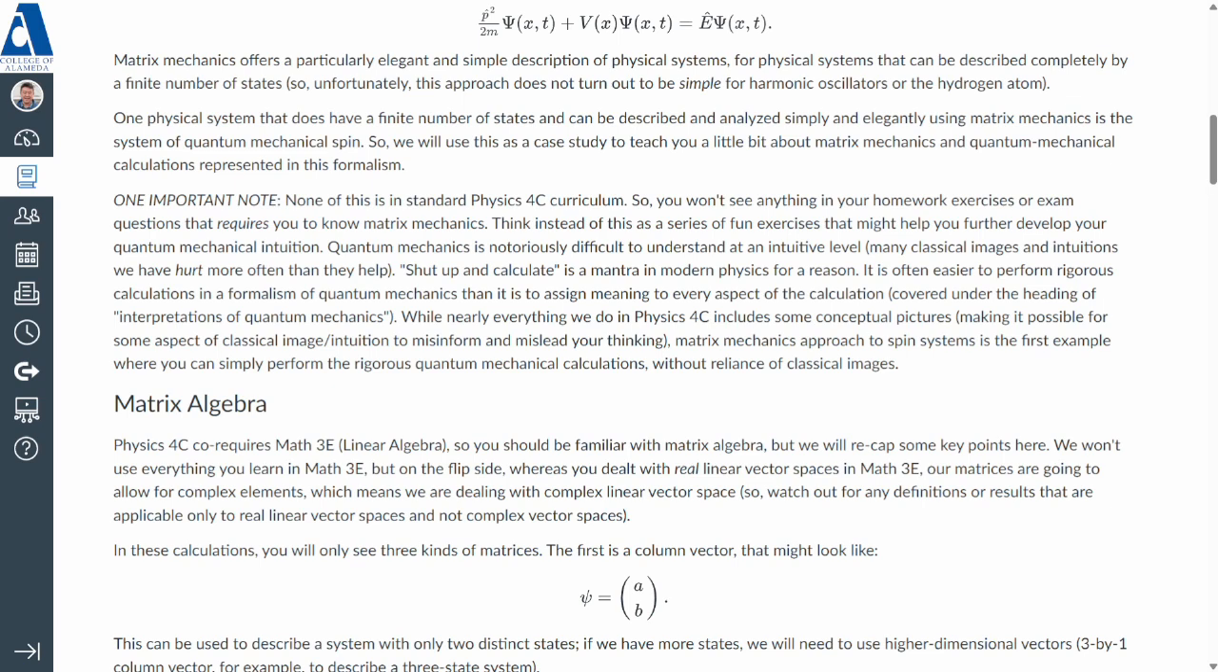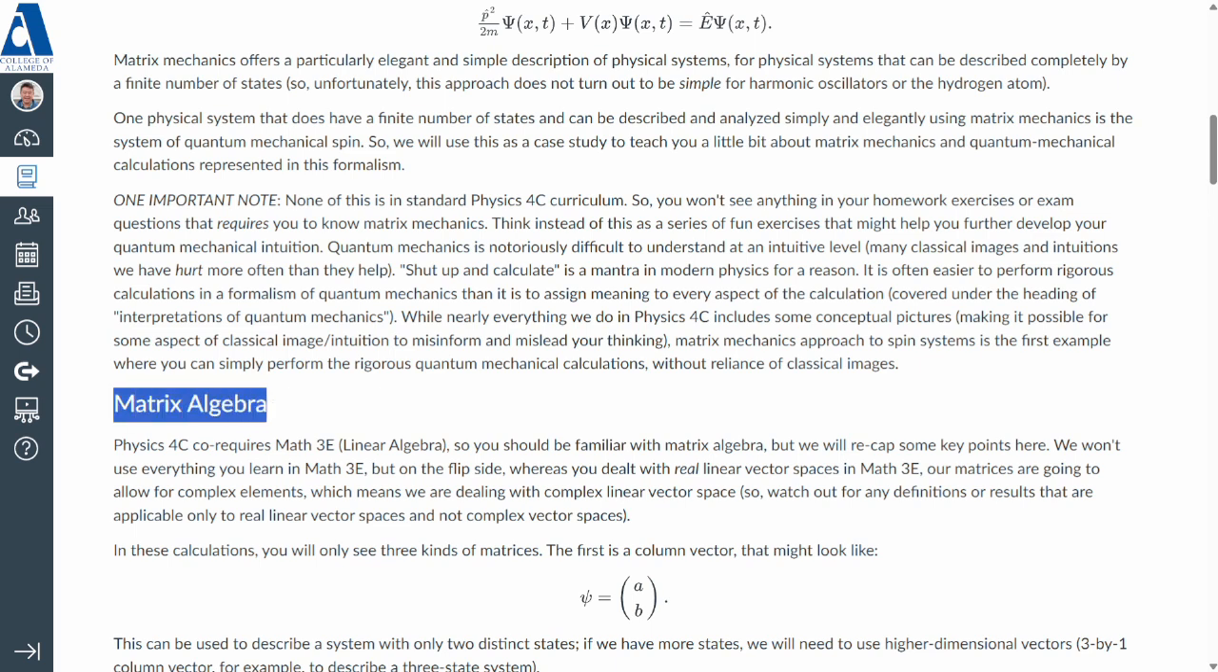While nearly everything we do in Physics 4C includes some conceptual pictures, making it possible for some aspect of classical image or intuition to misinform and mislead your thinking, the matrix mechanics approach to spin systems is the first example where you can simply perform the rigorous quantum mechanical calculations without reliance on classical images.